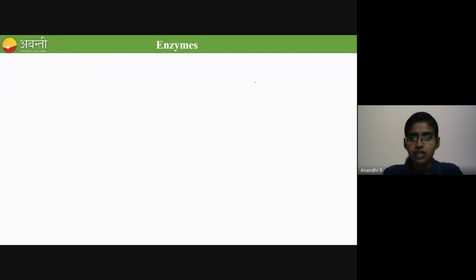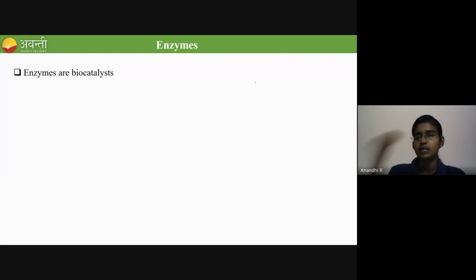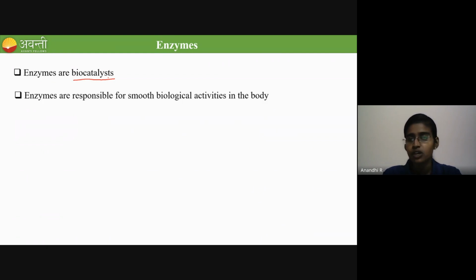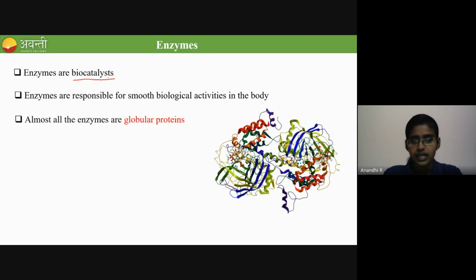Okay, so coming to the enzymes. What are enzymes? Enzymes are biocatalysts. This was a question asked in 2022 NEET. They have given 4 statements about the enzymes, and they have asked you to find out the incorrect statement from the given options. So the first point is enzymes are biocatalysts. This was one of the options given there. And enzymes are responsible for smooth biological activities in the body. All the enzymes are globular proteins.